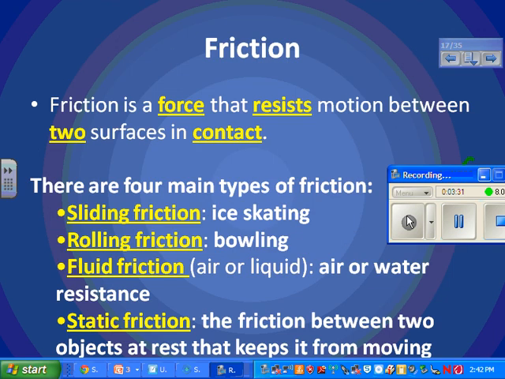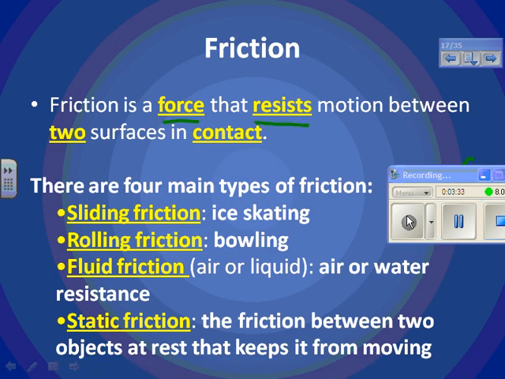Friction is a force that resists motion between two surfaces in contact. The four main types of friction that we will be talking about are sliding friction, which includes ice skating; rolling friction, such as at the bowling alley; fluid friction, or air or water resistance; and static friction.